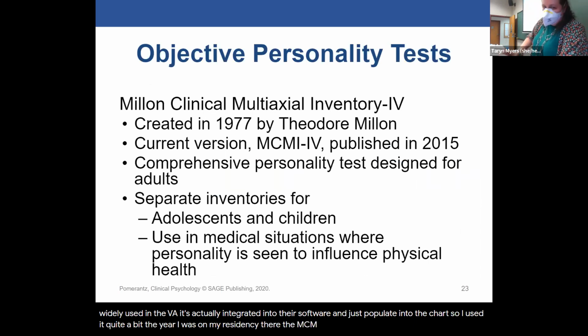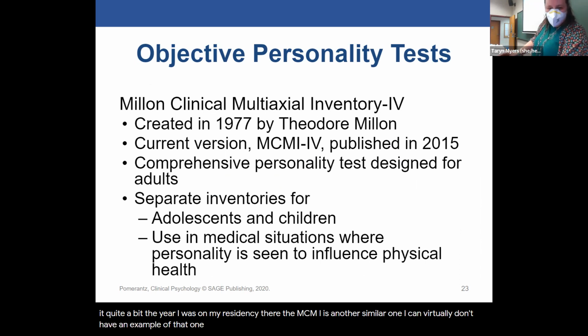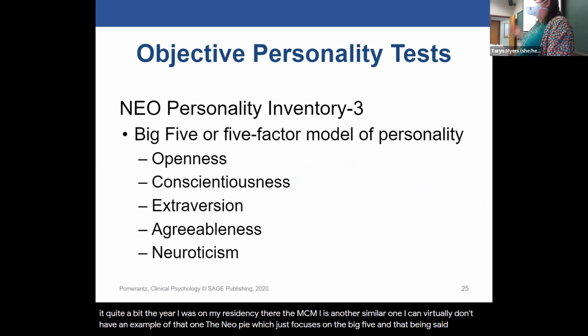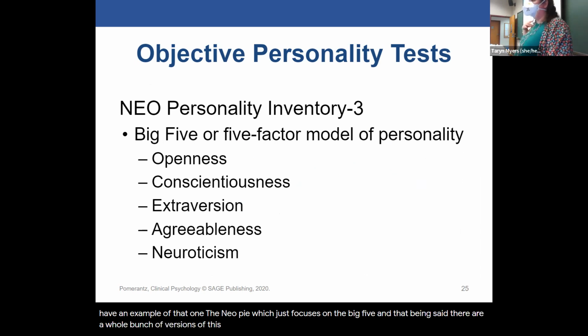The MCMI is another similar one. I unfortunately don't have an example of that one. There's the NEO-PI, which just focuses on the big 5. And that being said, there are a whole bunch of versions of this now. Like there are versions of looking at the big 5 that only have like 10 items or 25 items. So you can do that like for research.